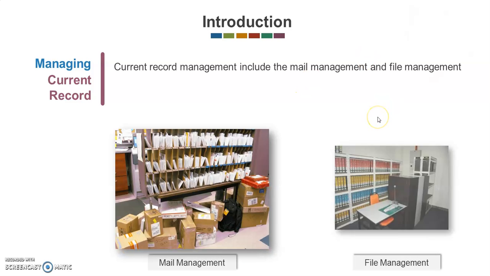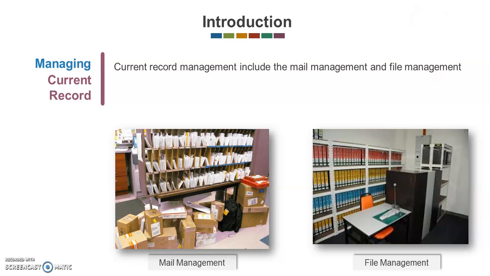Current record management includes mail management and also file management. As you can see, on the left side are examples of mail management, which is related to how to manage the incoming and outgoing mail, also known as correspondence. On the right side is a picture regarding file management, which deals with how to keep the record and how to retrieve the record. Not only that, there is also the maintenance part, the borrowing part, and also the transfer.